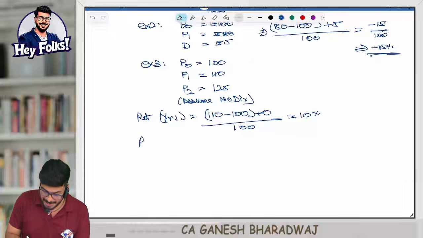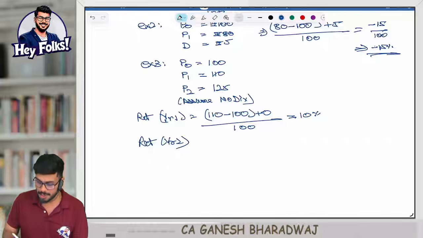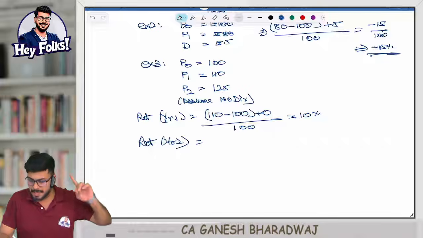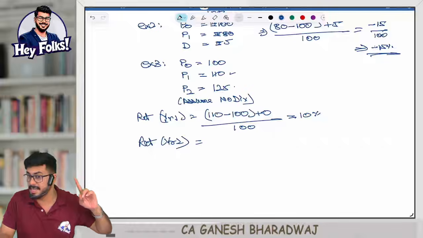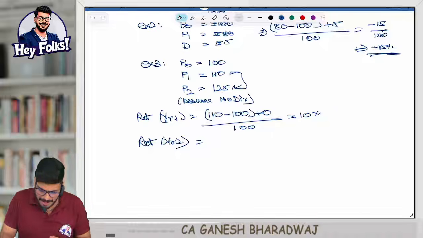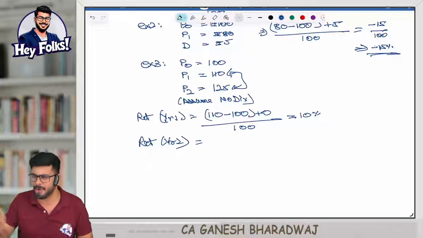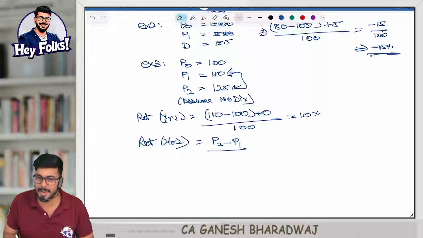Now, what is the return you earned in year 2? When you are calculating return year on year, always remember, for year 2, how will you do it? What was the starting price? 110. And at the end of the second year, it became how much? 125. Which means what was the capital appreciation during the second year? Only this difference, not from base 100. Guys, are you able to understand? Which means what should be the formula? You guys tell me. It should be P2 minus P1 divided by P1.